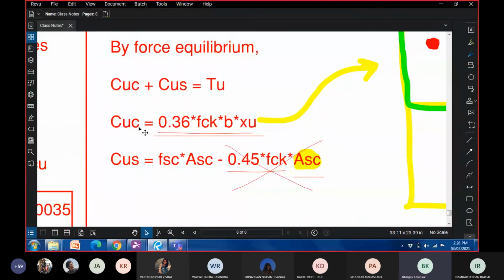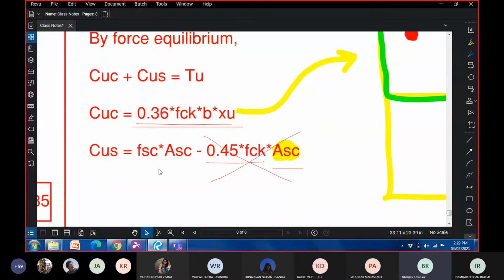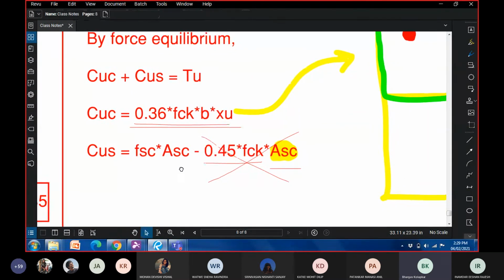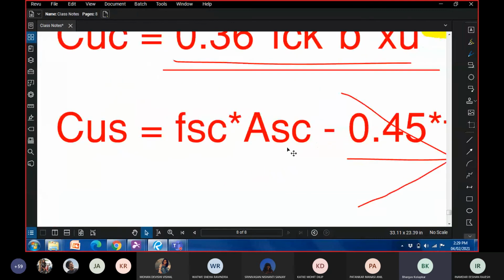Okay. So when we calculate CUC, we consider the entire area B times XU. We do not deduct anything to account for the fact that some area is occupied by steel and not by concrete. This formulation is meant for a rectangular section, and that is why we do not disturb it. We keep this formulation the same. Now we have to find out what is the compressive force in steel. For that, ideally, it should have been FSC into ASC.